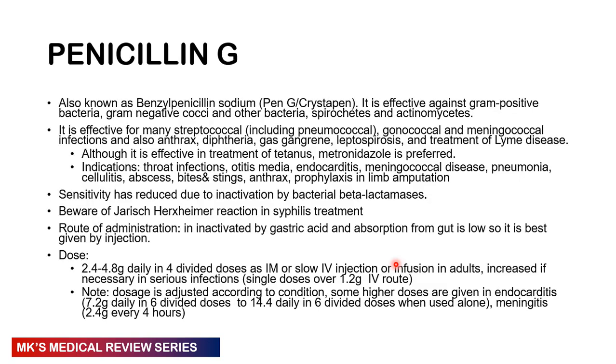Then the next drug is of course your penicillin G. Now penicillin G is called by another name. So penicillin G can also be referred to as Cristopen. It's going to be effective against gram-positive bacteria. It's going to be effective against gram-negative cocci, and it's also going to be effective against spirochetes. It's going to be effective against actinomyces.